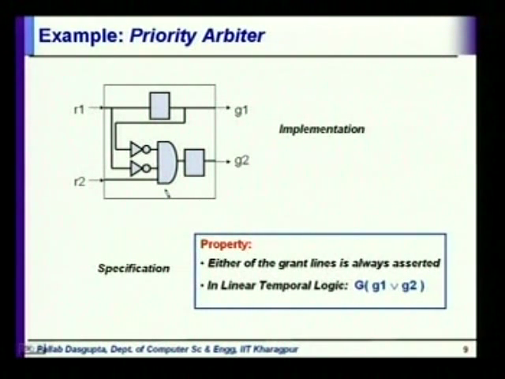Now, let us see how the model checker works in finding out that there is a counter example trace where R1, R2 are both low, and in that trace, we will see that both G1 and G2 are low and therefore, the property is violated. Okay. Now, let us see.